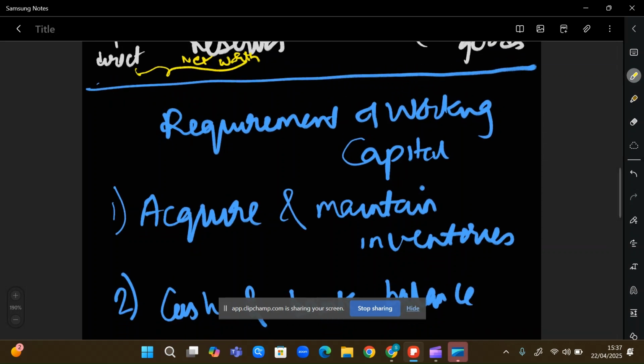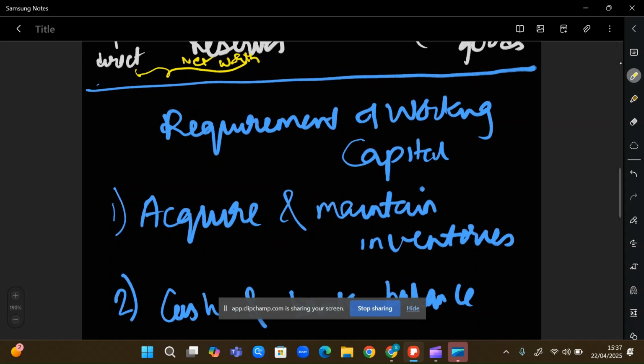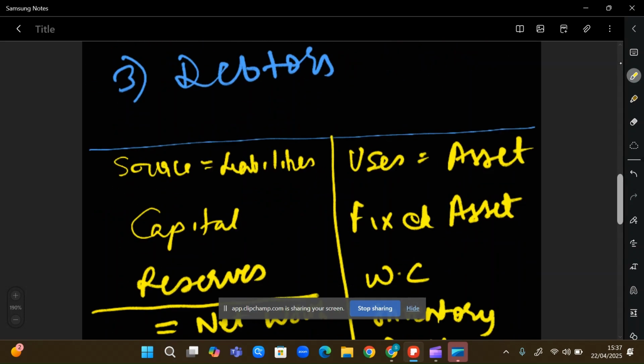There are various requirements for working capital. First, acquire and maintain inventories. Second, cash and balance. When income is sporadic, expenses are continuous. Third is the debtors.